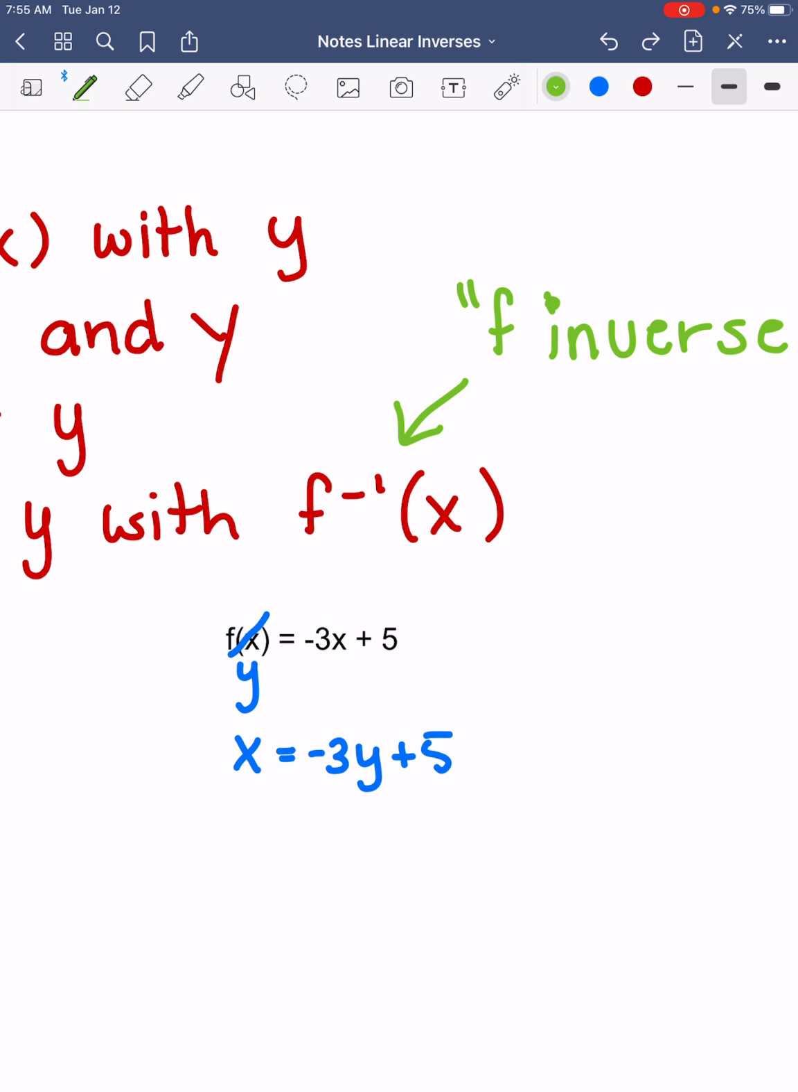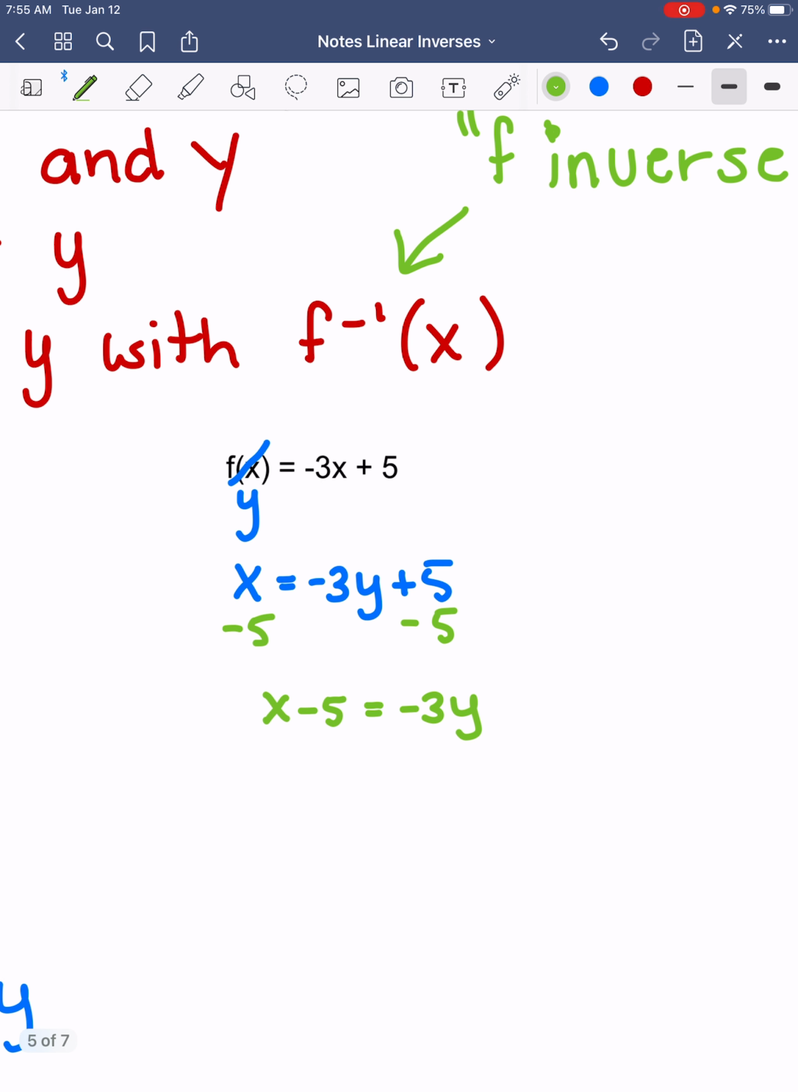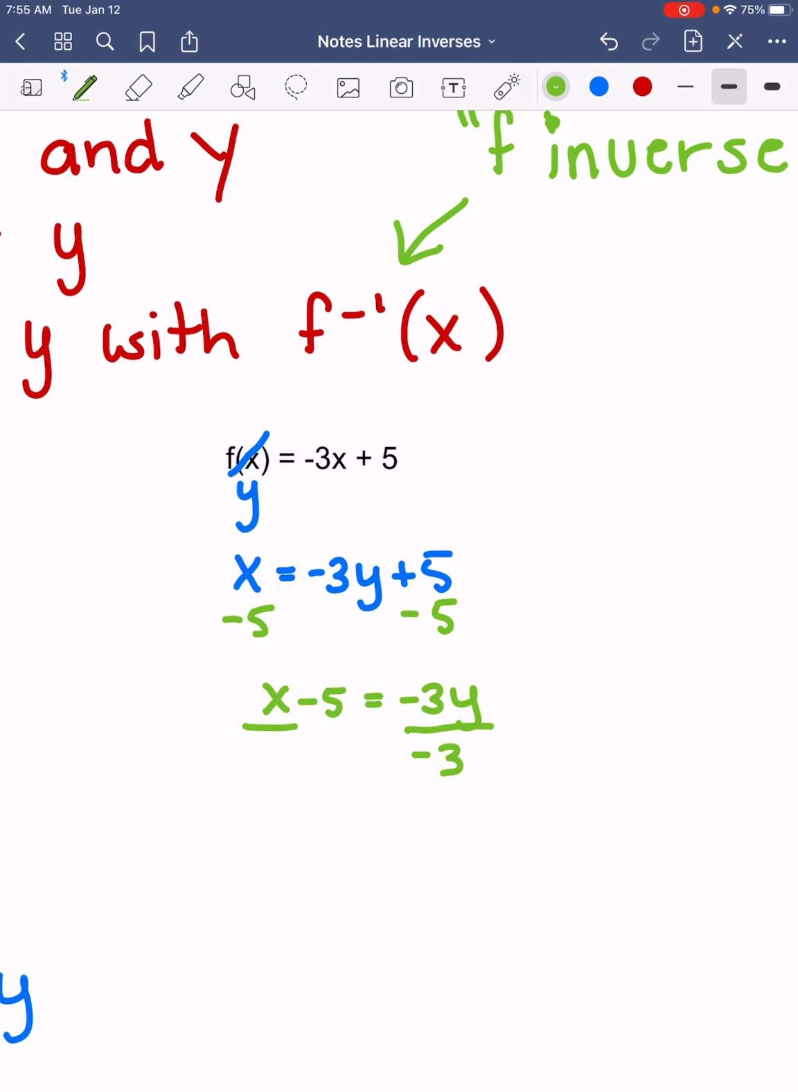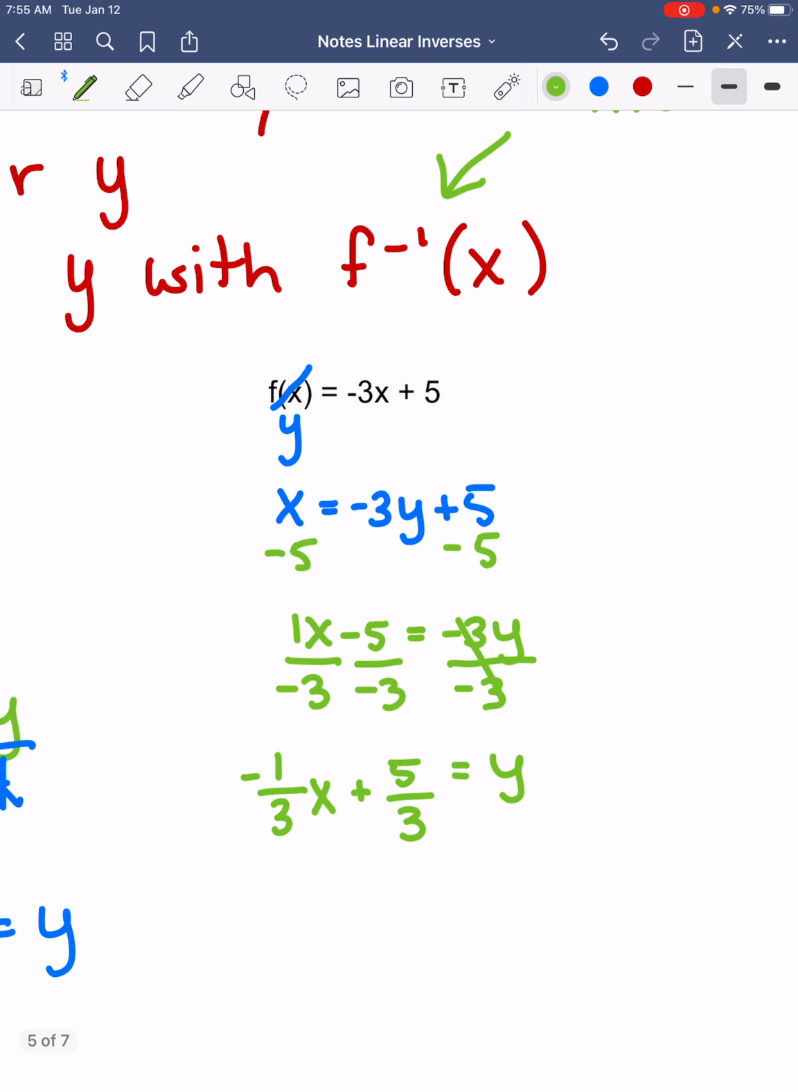To solve for y, I'm going to move whatever's being added or subtracted. Get x minus 5 equals negative 3y. And then to get y by itself, I have to divide by negative 3. So I divide everything by negative 3. So y is by itself. Remember, we're trying to write it as y equals mx plus b form. The number in front of x is 1. So that's negative 1/3 x, because we normally move the negative to the front. And then negative divided by negative is positive. So it's positive 5/3. And then the last step is just replace y with f inverse. So we put f inverse of x. And that would be my answer.